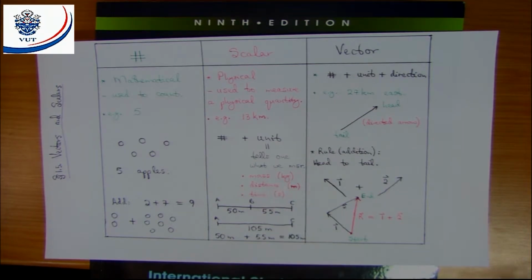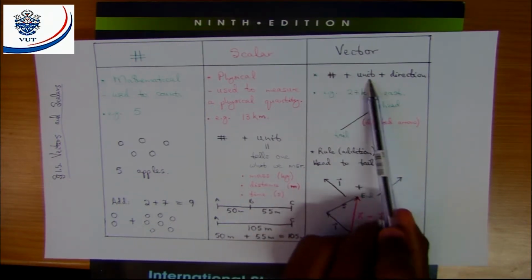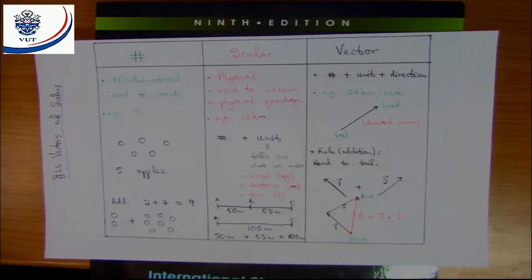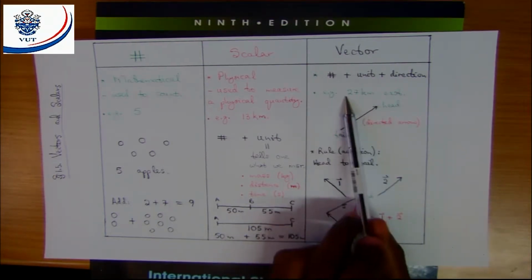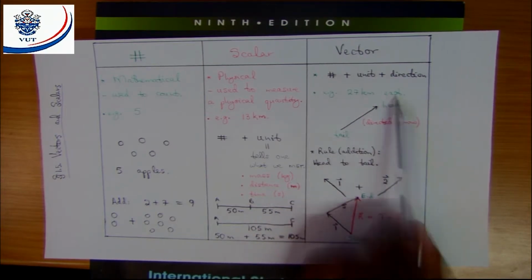So we use kilograms, and then we've got distance, so how long someone walks or how long something is, and the unit for that is meters. And then finally we measure time. We'd say we'll meet in another 30 minutes, but the SI unit is seconds. And finally, for vectors, we need a number, a unit, and a direction. So an example would be, I'm driving 27 kilometers east.